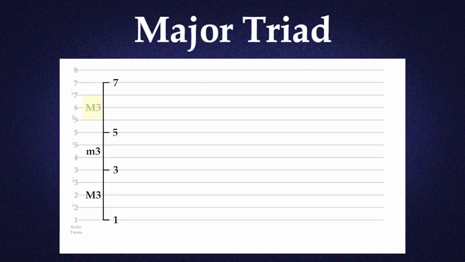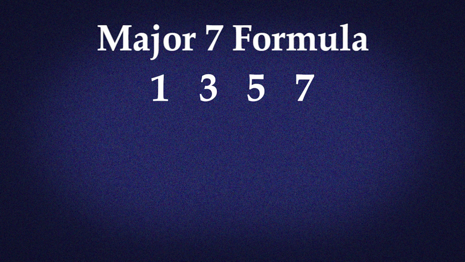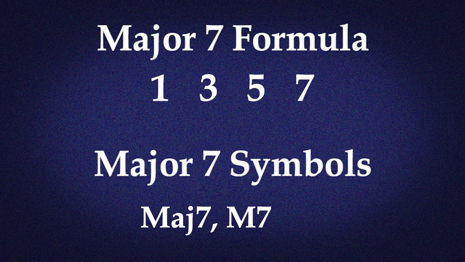Adding a major third to the top of a major triad gets us to the major seventh of our scale. This results in what is called a major seventh chord. Its formula is 1, 3, 5, 7. It is often labeled with the word or abbreviation for major followed by the number 7.